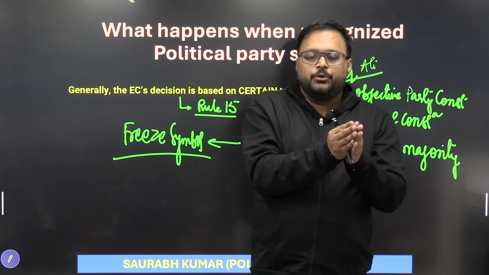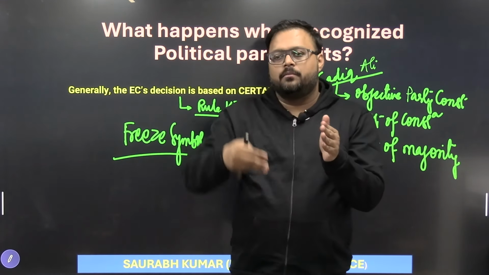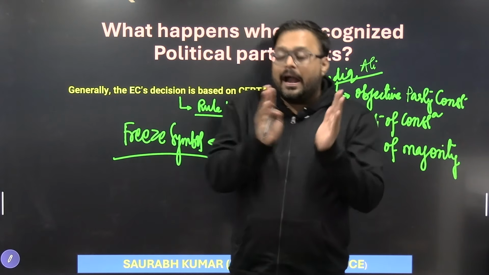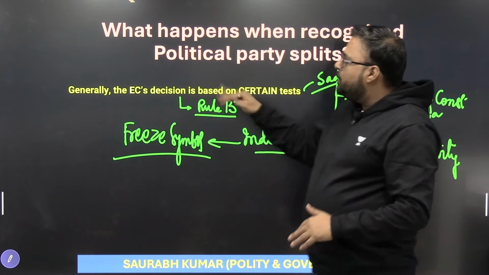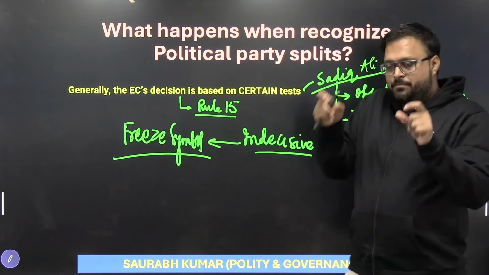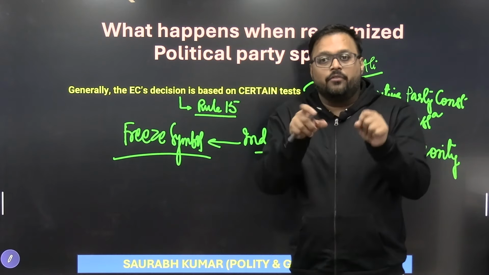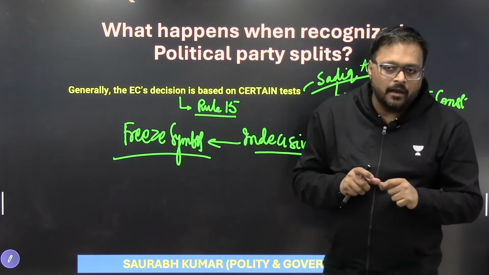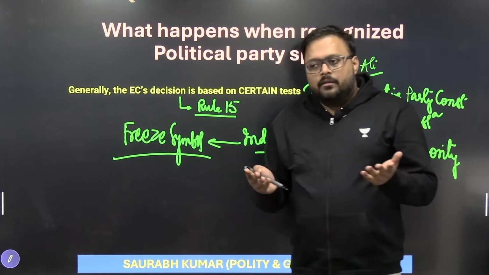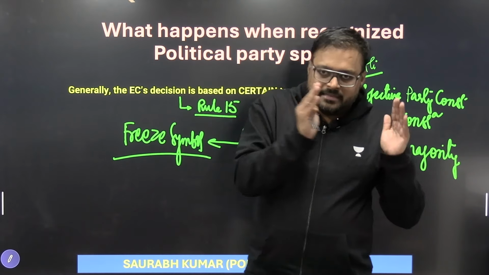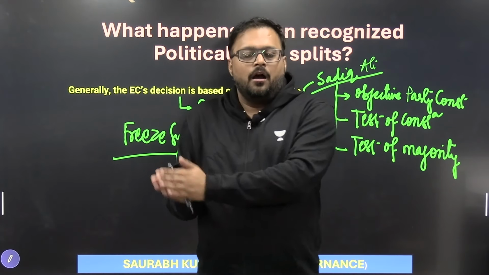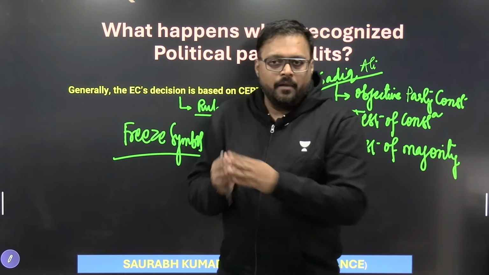So we have understood what the rule is with respect to allotment of the symbol. And second, we have understood what will happen in the case of a splinter, that is, in the case of factions within the political party. I hope that this video is helping you in understanding each and every aspect of the Election Symbols Order 1968.